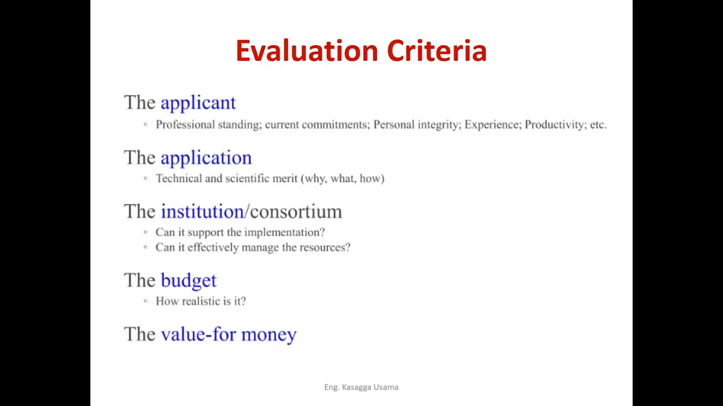Evaluation criteria. This is the criteria members use when they are evaluating us. As I conclude in a few minutes, evaluation criteria, they look at the applicants. We already talked about it as I'm summarizing. They look at the application. Is it technical or scientific? Why, what, and how? Okay. They look at the institution itself. Okay. Can it support? Can it effectively manage the resources?